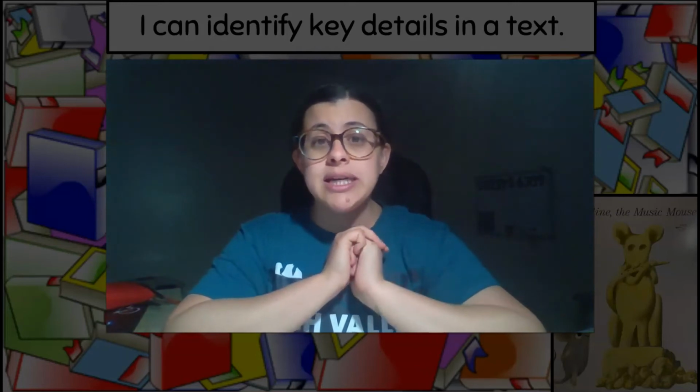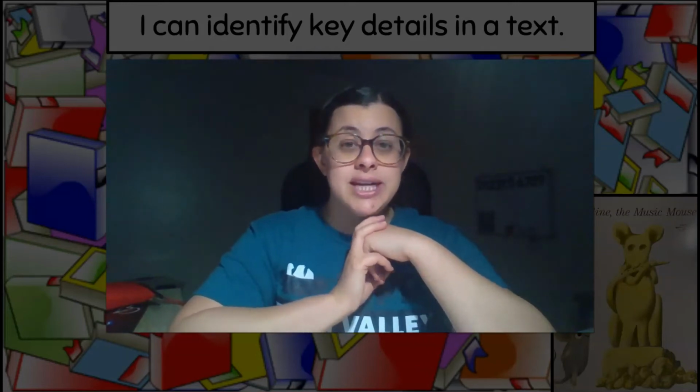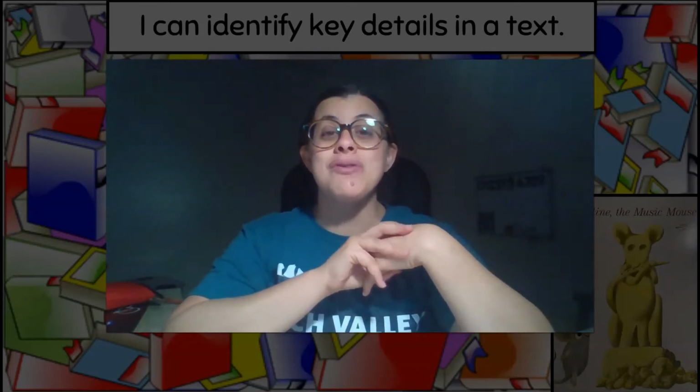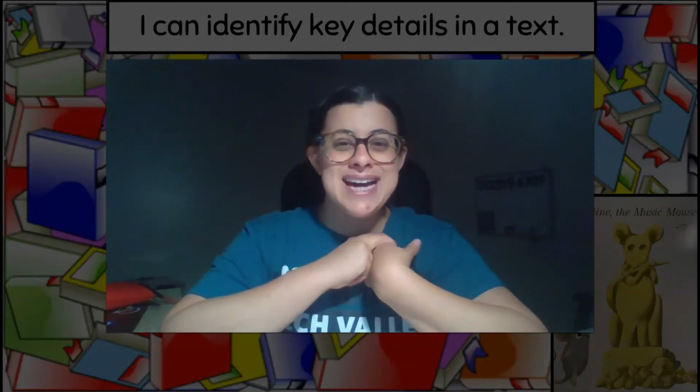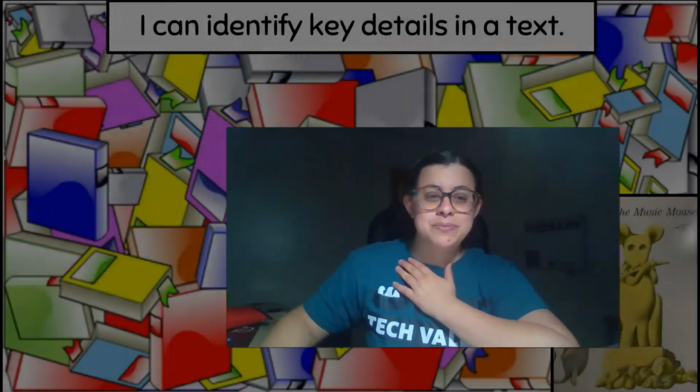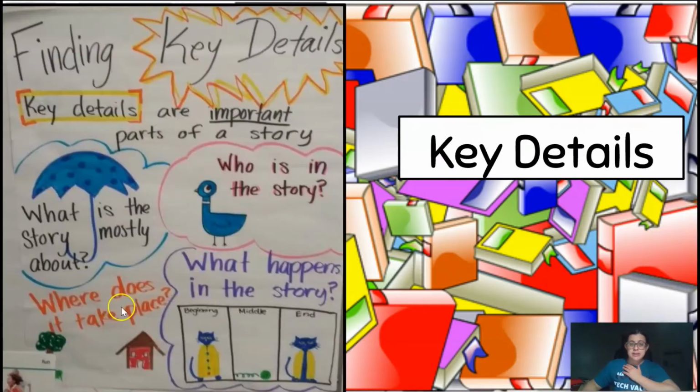So let's talk about key details, and then we're going to find our reading steps that will help us get to our reading job. And we'll look at some pages in the text, Geraldine the Music Mouse. We talked about key details a little bit a couple weeks ago, having to do with My Five Senses, our informational text. Today, we're going to be finding key details in our story, Geraldine the Music Mouse.